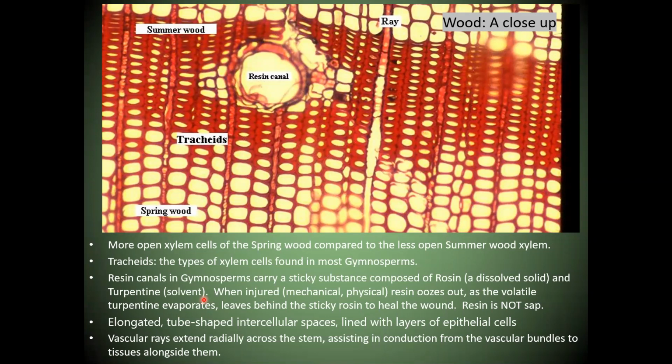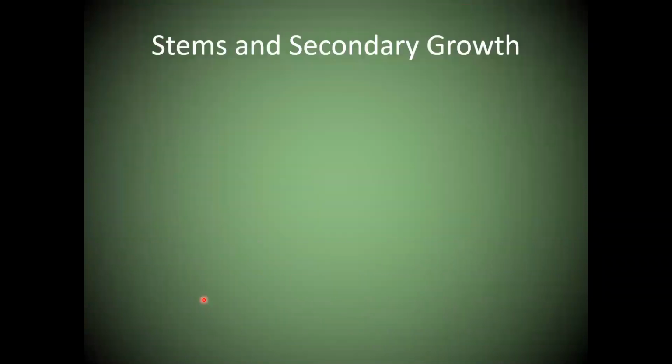Their job, they're live tissues, their job is assisting transmission of contents of the vascular bundle laterally, right? So the vascular tissues, xylem and phloem, their transportation is more vertical, right? For lateral transportation, these vascular rays will actually conduct those components laterally.